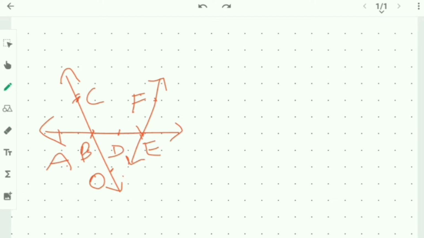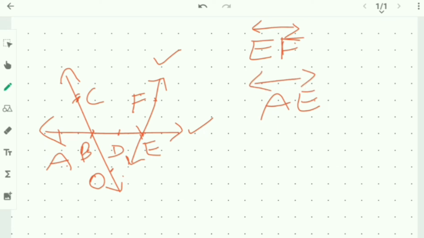Point E is here. It lies on two lines, this line and also this line. So how will you name it? For this line it is EF, with a bar above it and two arrows. Okay, EF. The other line is this one, AE, or also called EA. These two lines contain the point E.